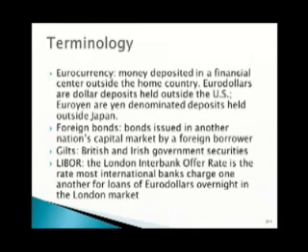Foreign bonds are bonds issued in another country using another nation's capital markets by a foreign borrower. So again, if IBM were to issue bonds in Germany denominated in German currency, those would not be Eurobonds, those would be foreign bonds. Gilts is a name for British and Irish government securities, and LIBOR, which stands for London Interbank Offer Rate, is the rate most international banks charge one another for loans of Eurodollars overnight in the London market.